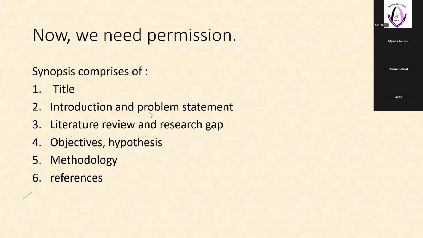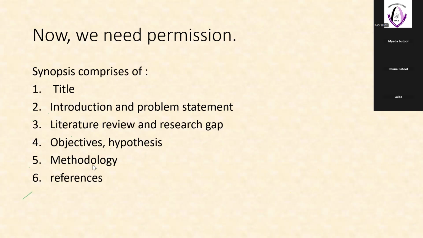Synopsis consists of the title of your research, then introduction and problem statement. In the introduction, you introduce your topic, and then your problem statement. Then the literature review: what have you studied in the literature, what types of studies have been done, and what those studies have stated regarding that particular problem. The literature review states that, and the research gap as well.